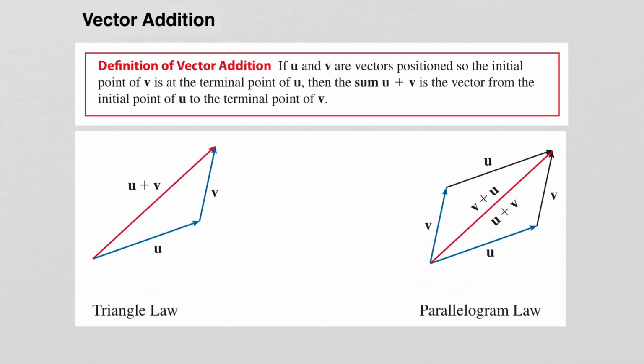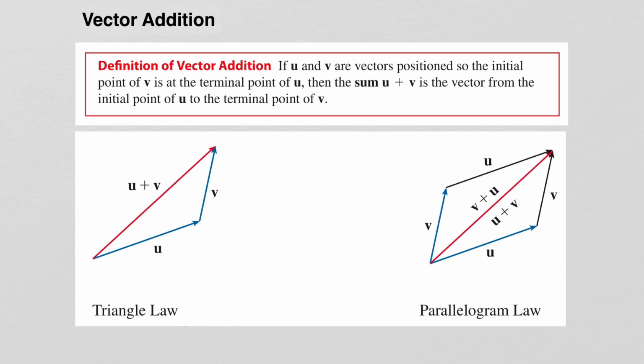We can also add vectors together. Geometrically speaking, when you add two vectors together, you start with one vector, say vector U, and then you place vector V at the tail end of vector U. And when you connect the beginning of U to the end of V, this gives us what we call the sum U plus V. And you can think of this as the triangle law.